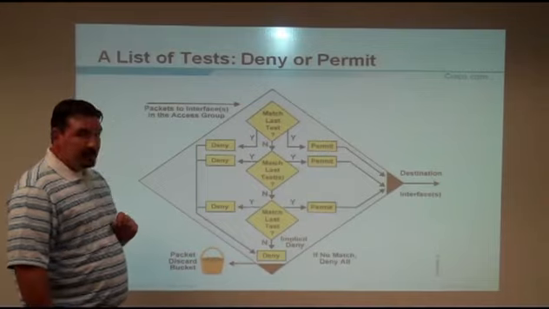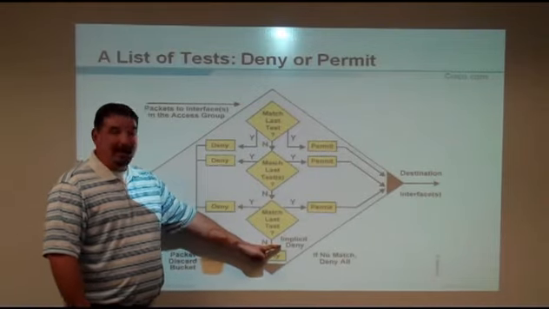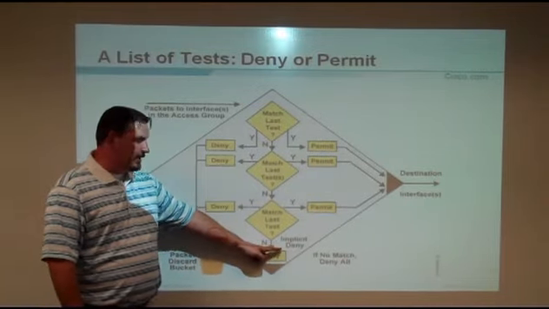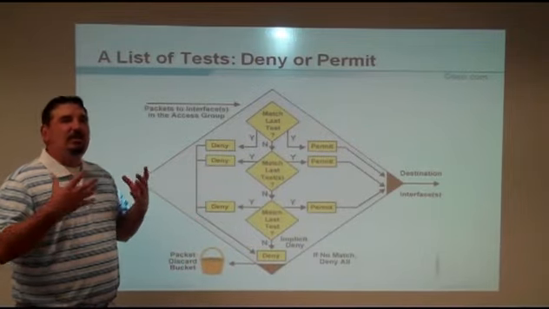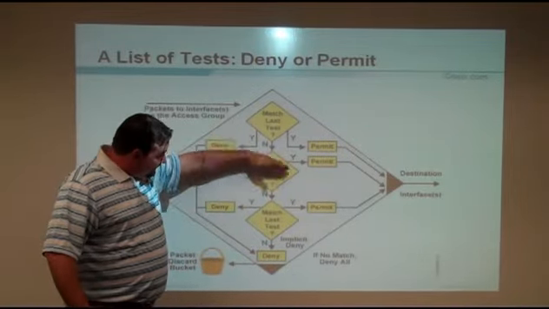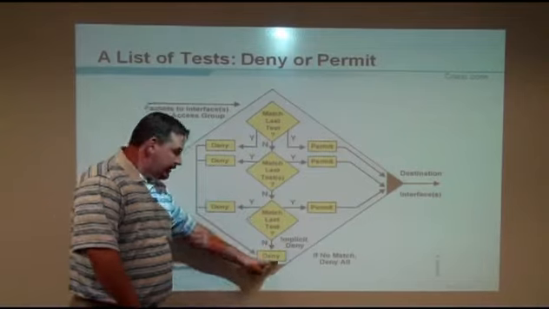Every access list in Cisco IOS eventually ends in what they call an implicit deny any at the end of it. Okay? The idea being kind of a security thing. Right? If I don't specifically allow that type of traffic, I'm going to throw it away.